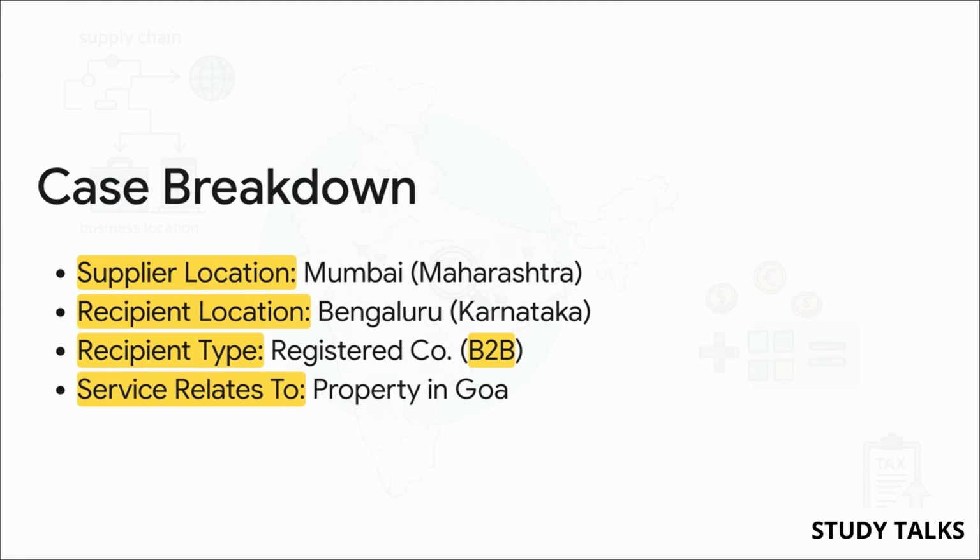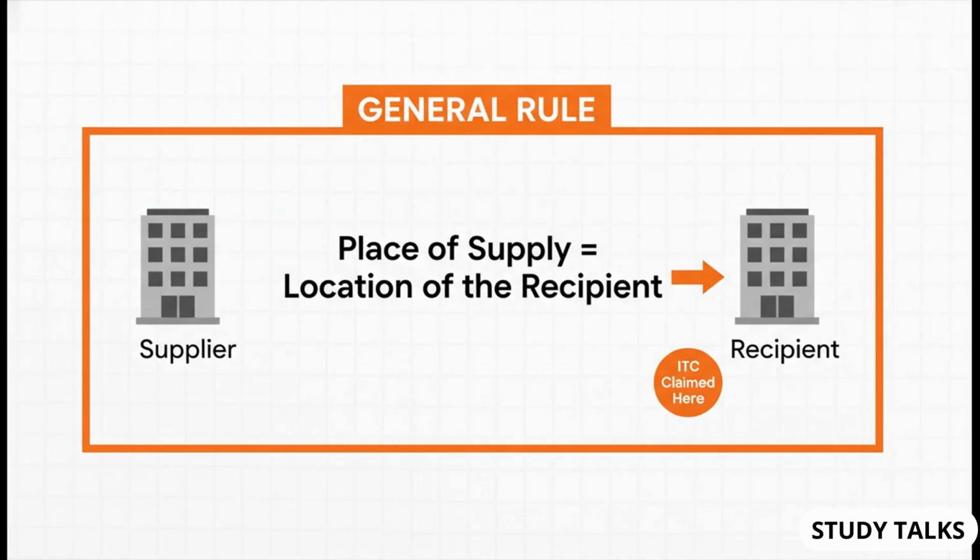Okay. Now, number 3, and this is the most important part, is the recipient registered? Yes! The question explicitly says it's a registered company. Ding, ding, ding! That makes this a B2B supply. That whole thing about the property in Goa, that's the shiny object meant to distract you. And here's the rule that cracks the case.